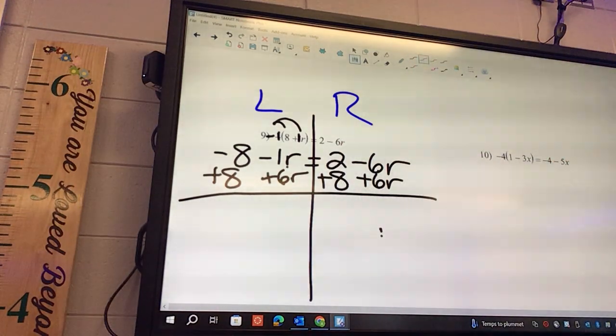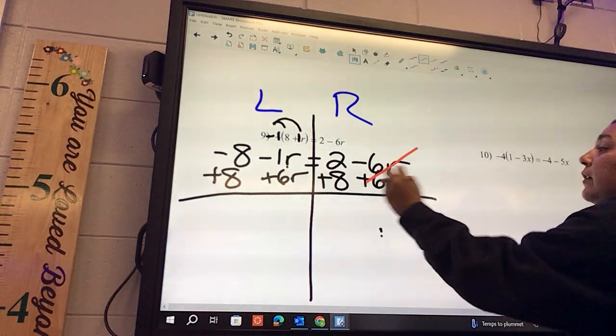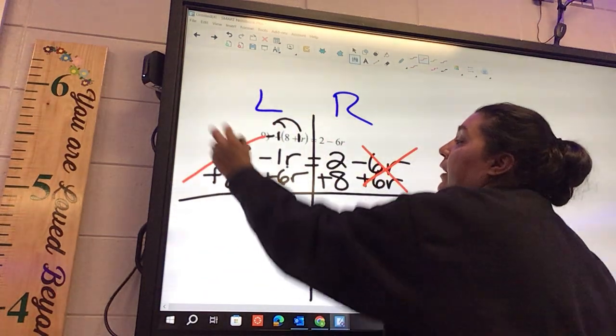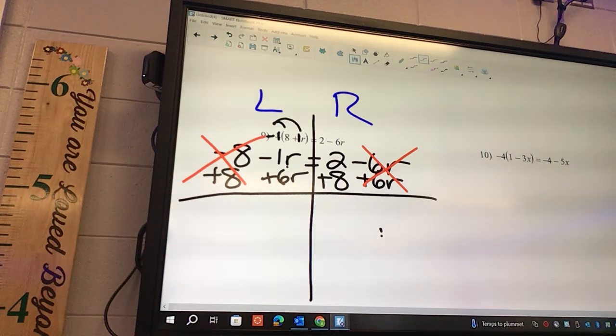Okay, which ones are getting the red X? The 6Rs, I agree, and the 8s, okay? Do we have a red X on both sides? Yes, so then that looks right.